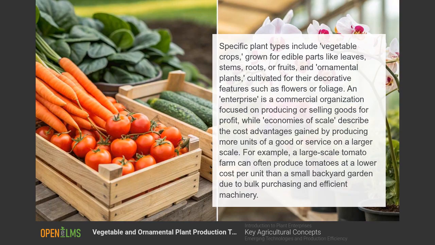Specific plant types include vegetable crops, grown for edible parts like leaves, stems, roots, or fruits, and ornamental plants, cultivated for their decorative features such as flowers or foliage. An enterprise is a commercial organization focused on producing or selling goods for profit, while economies of scale describe the cost advantages gained by producing more units of a good or service on a larger scale. For example, a large-scale tomato farm can often produce tomatoes at a lower cost per unit than a small backyard garden due to bulk purchasing and efficient machinery.